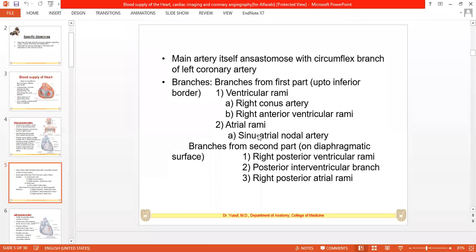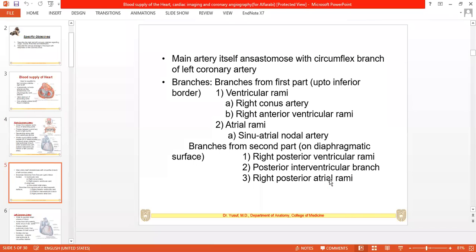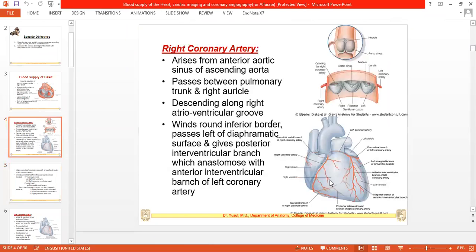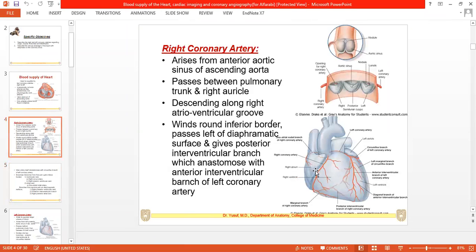Then we have the right anterior interventricular rami. It will also give one branch called the anterior interventricular rami. This is not shown in this picture. Then we have the atrial rami. It will also be giving branches to the atrium. So it will be supplying the right atrium, with atrial rami and ventricular rami.